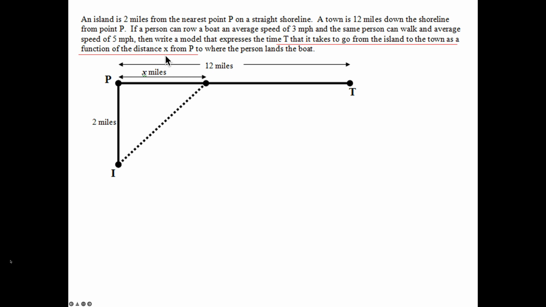So we want to write this as a function t of x, and t is for time. So we have to find the time we're going to row our boat, let's assume it's this dotted line here, to some point x miles away from P. And then we're going to walk from this point to town, which we're going to have to figure out this distance. And we'll find that time.